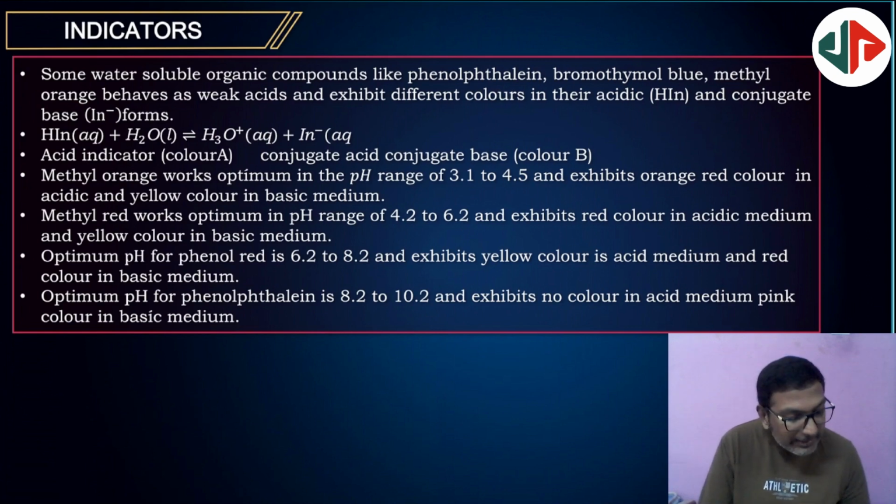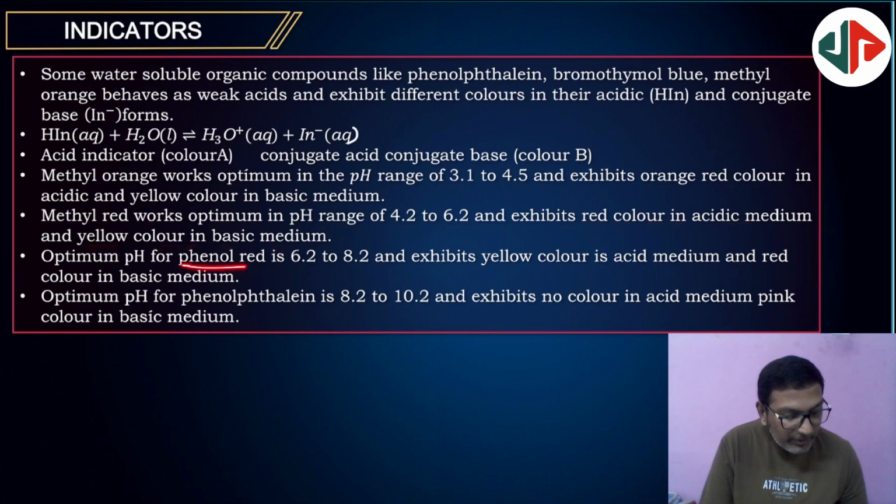Next, an indicator can be denoted as HIn, which dissociates into H plus and In minus. HIn is the indicator molecule, In minus is the indicator ion. Next, methyl orange pH range 3.1 to 4.5, orange red and yellow. Orange red in acidic medium, yellow in basic medium. Methyl red is also similar, 4.2 to 6.2, red in acidic and yellow in basic.